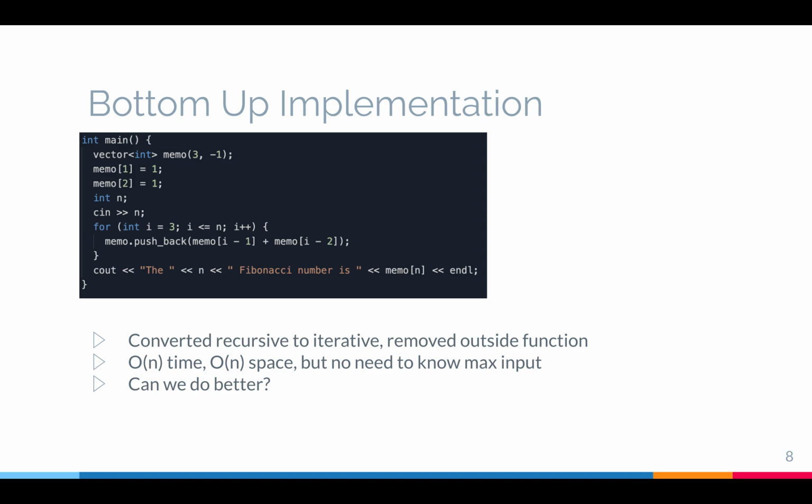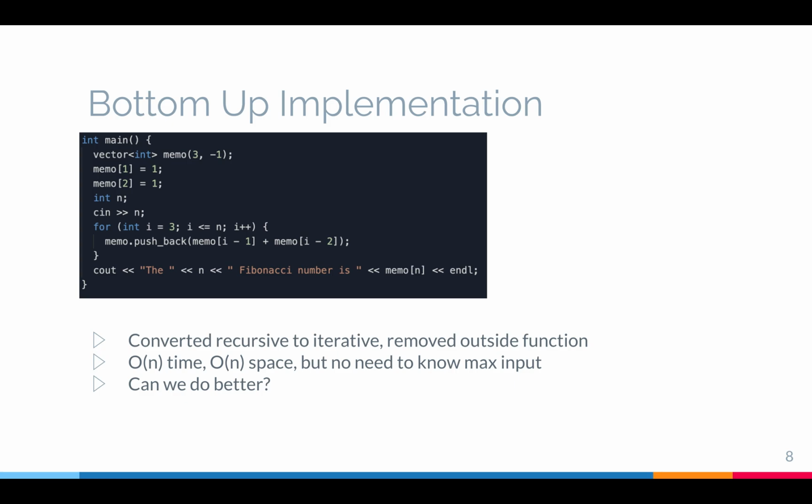This is a bottom-up implementation that's a lot better. You initialize a vector of integers memo with size 3 and initialize it all to -1, and then you set the elements at index 1 and index 2 to be 1. These are the base cases, and then you loop from i equals 3 up until n, and you basically just add up the last two numbers in our vector and push it to the end. We've converted a recursive function to an iterative function, and this is now the same O(n) time, O(n) space, but the thing is we don't need to know the maximum input. It'll just grow the vector automatically.